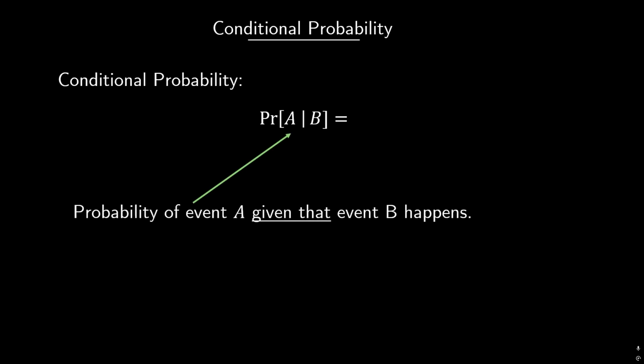Conditional probability in general is written in this way. We have a probability of some A given some B. Think of this as the probability that event A happens, given that we are promised that event B happens. There is no notion of before or after here. There is no notion of time. It's just that I promise you that B happens. What is the probability that event A happens as well?